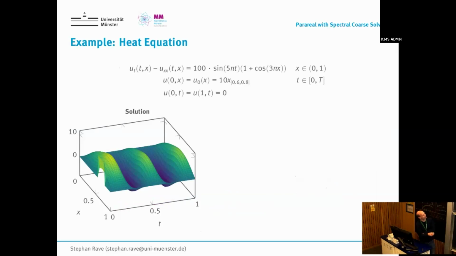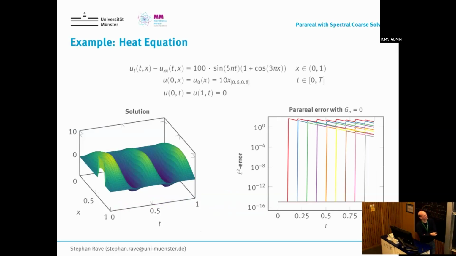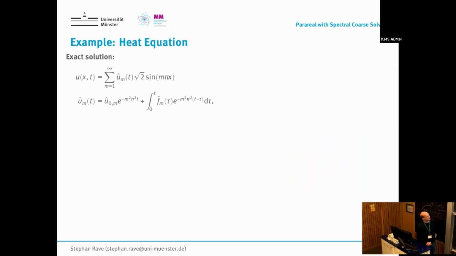If we look at the heat equation and some arbitrary source term, and we run Parareal on this, and we use Dirichlet boundary conditions, then this Parareal works actually with no coarse propagator at all. So here you see the spatial error over time, and each color is one iteration of Parareal. The error goes down, albeit not very quickly.